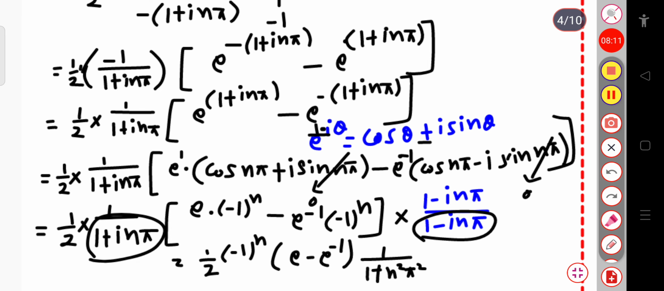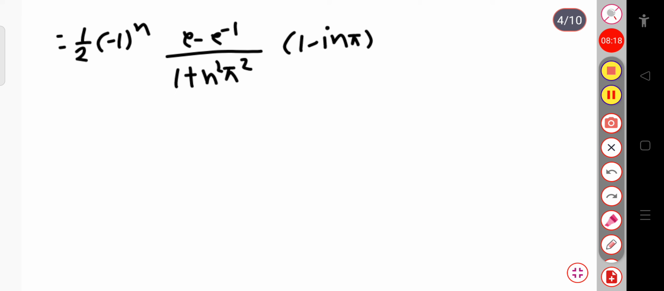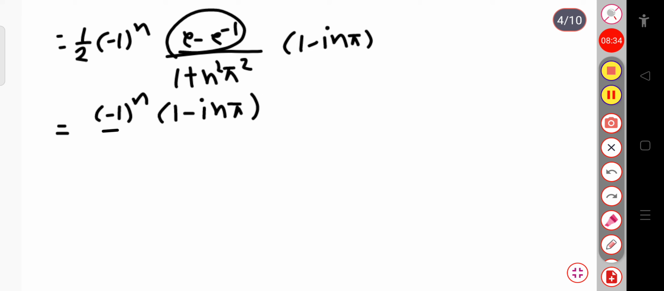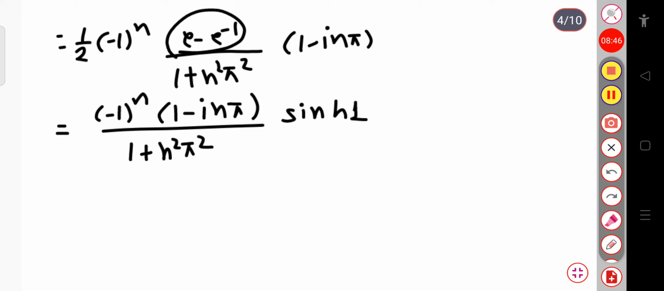Now here the 1 minus i n pi term is present. From this, if I take e minus e power minus 1 divided by 2, this will be sine hyperbolic 1. So finally I can write this is equal to minus 1 power n into 1 minus i n pi divided by 1 plus n square pi square, and in place of e minus e power minus 1 divided by 2, I will write sine hyperbolic 1. So this is your coefficient Cn.